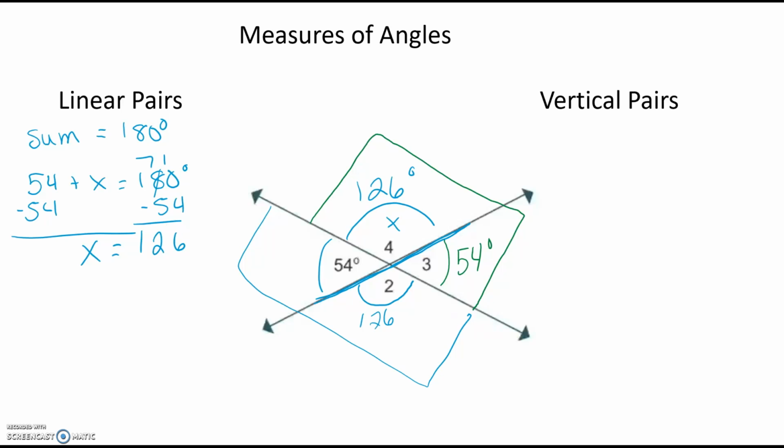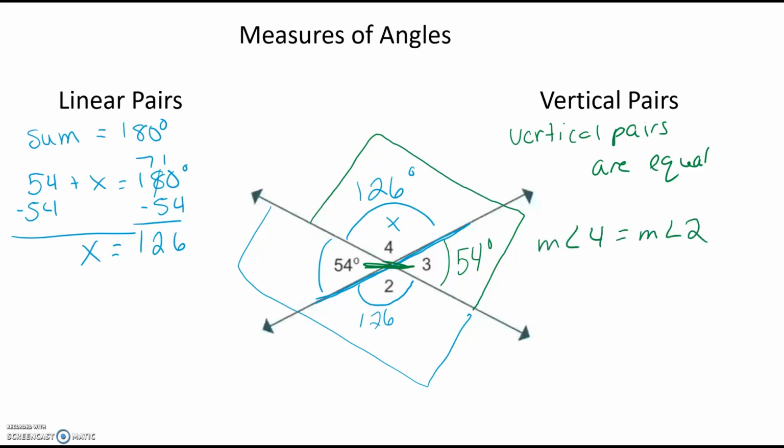So through this, what we have learned is that vertical pairs are equal. These two that are straight across from each other are going to be equal. So the measure of angle 4 is going to be equal to the measure of angle 2. And the measure of angle 3 is going to be 54 degrees, because we were told that the vertical angle was 54 degrees.